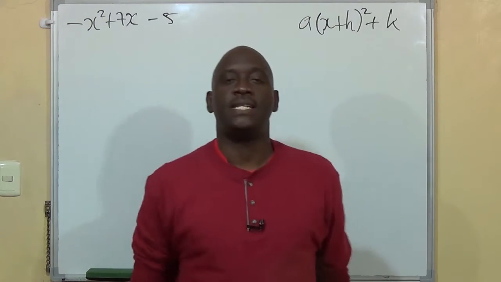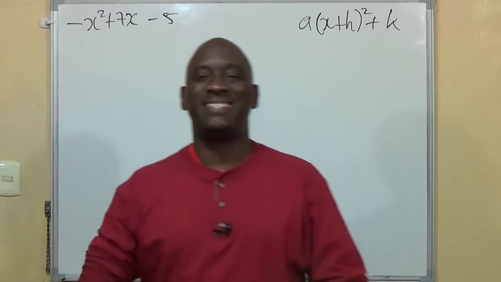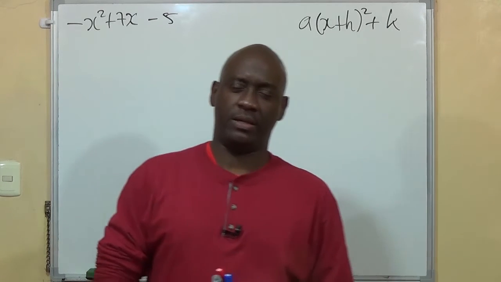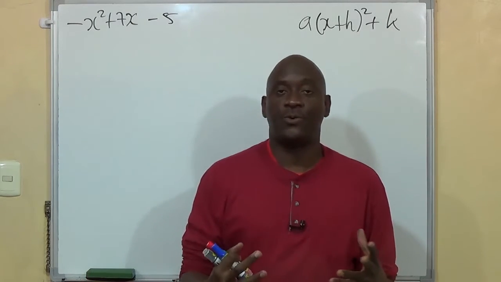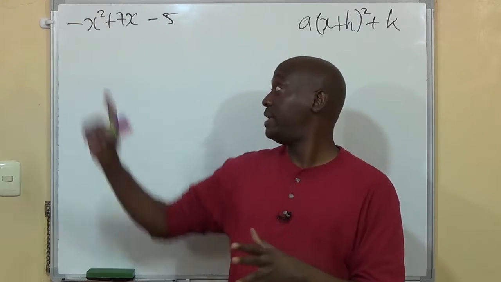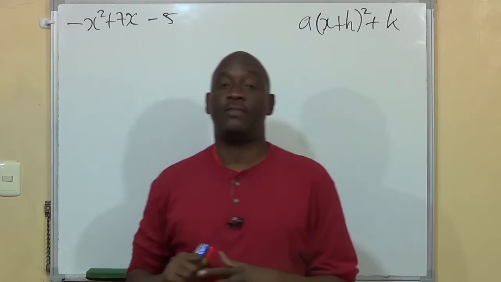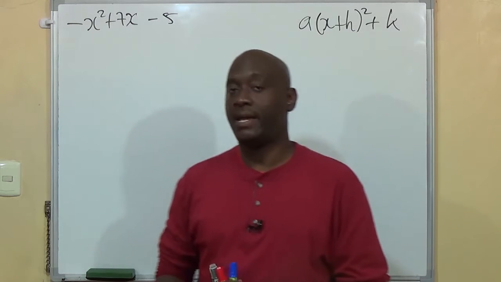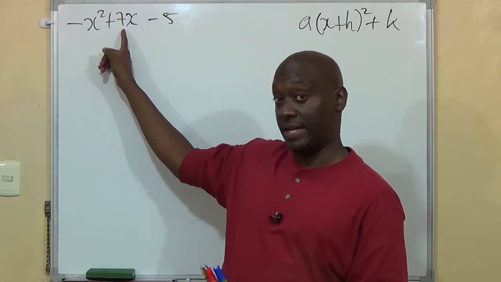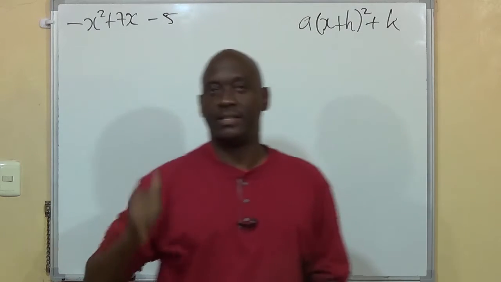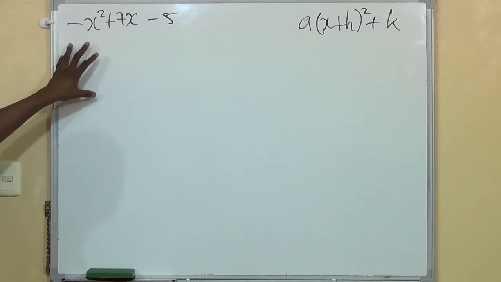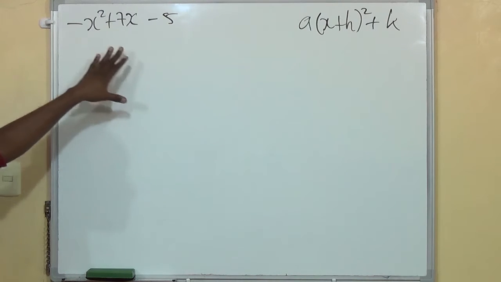Boom! Yes, folks. So we're still in our little series on completing the square. In this video, we're still in the little phase where we have a negative coefficient of x squared, minus 1. But here, we're going to introduce an odd coefficient of x. Watch the thing now.